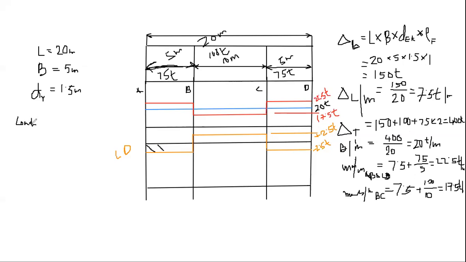at A to B, means A to B, how much will be the load? That will be equal to the buoyancy per meter minus mass per meter. And that's the way we have found out those two values, plus 2.5 and minus 2.5. AB will be, this is 22.5, that is the 20 minus 22.5, we have got minus 2.5.